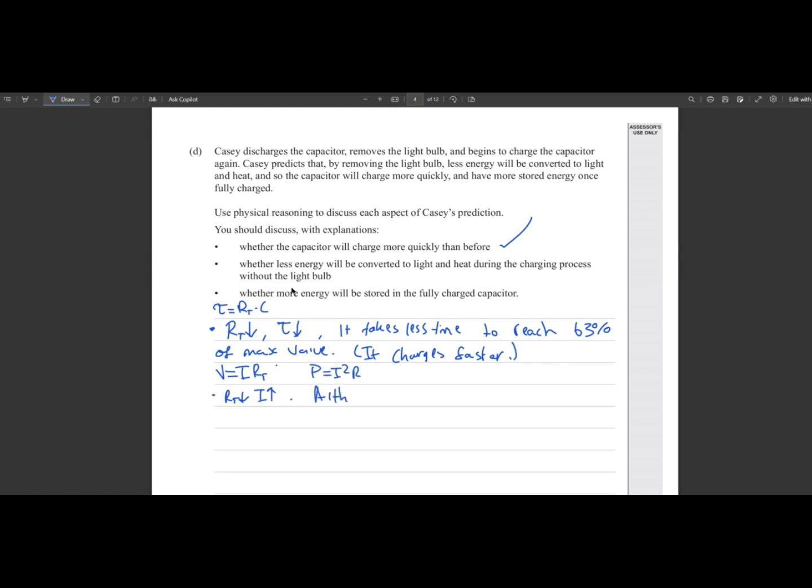So although no energy is lost to light, more is going to be lost to heat, right? So even though very little of that energy is lost to light, more of it is going to be lost to heat because there's a much larger current. More will be lost to heat. So it's kind of going to be the same amount.